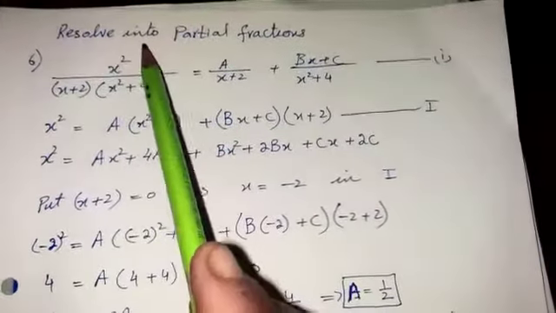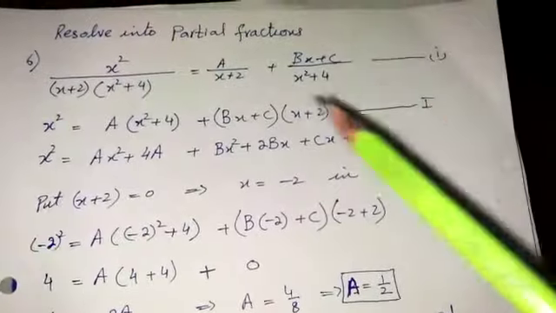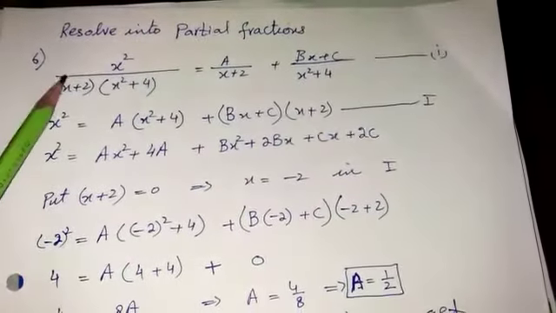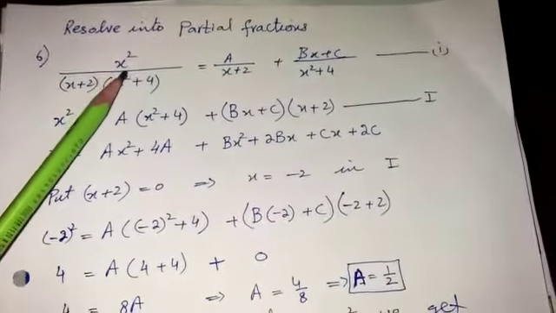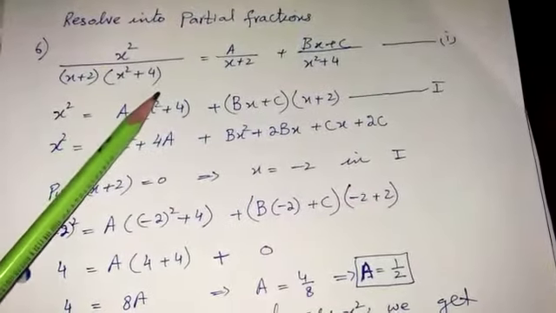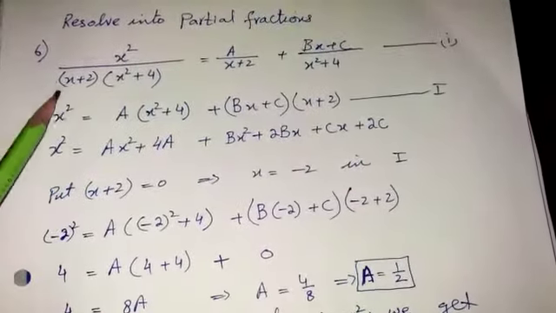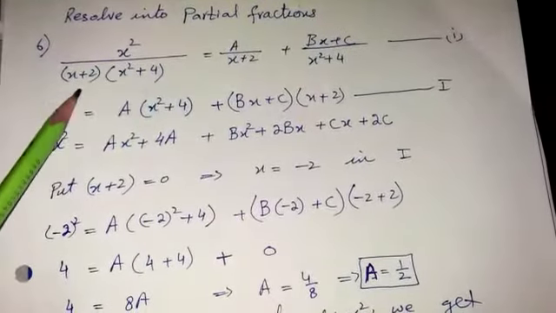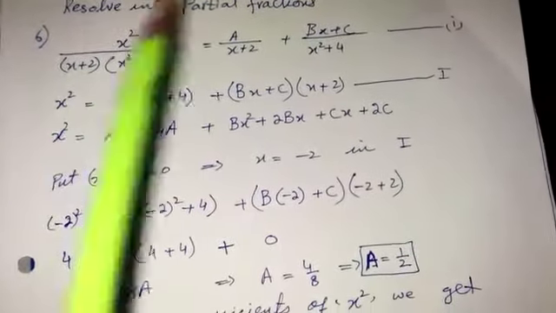Bismillahirrahmanirrahim. This is exercise 4.3, question number 6. The given fraction is x square over (x plus 2) into (x square plus 4). There are two factors in the denominator. First is linear and the other is quadratic.